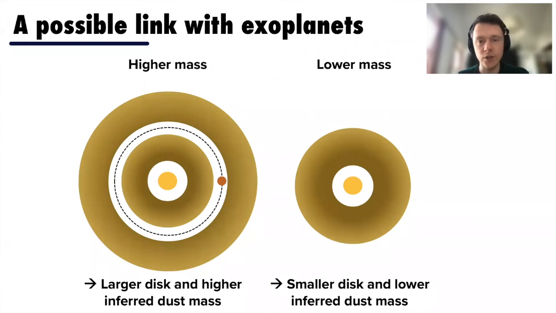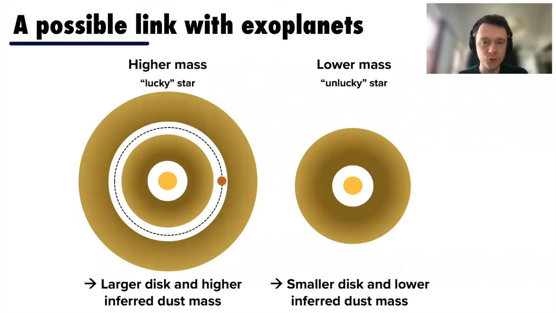Consequently, we find a larger disk and a higher inferred dust mass because it extends larger on the sky. On the other hand, a lower mass star forms with a lower mass disk, which will be unable to form such an exoplanet at large distance. So the dust will drift inwards, and we infer a lower dust mass and a smaller disk as well. Of course, the left case could also be a lucky star, so to say, and the right case an unlucky star, because we still find large T Tauri disks and small Herbig disks.